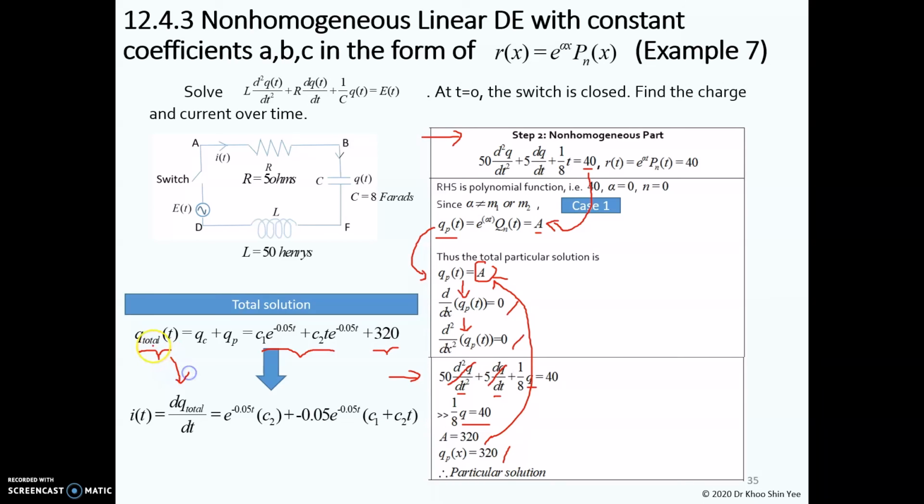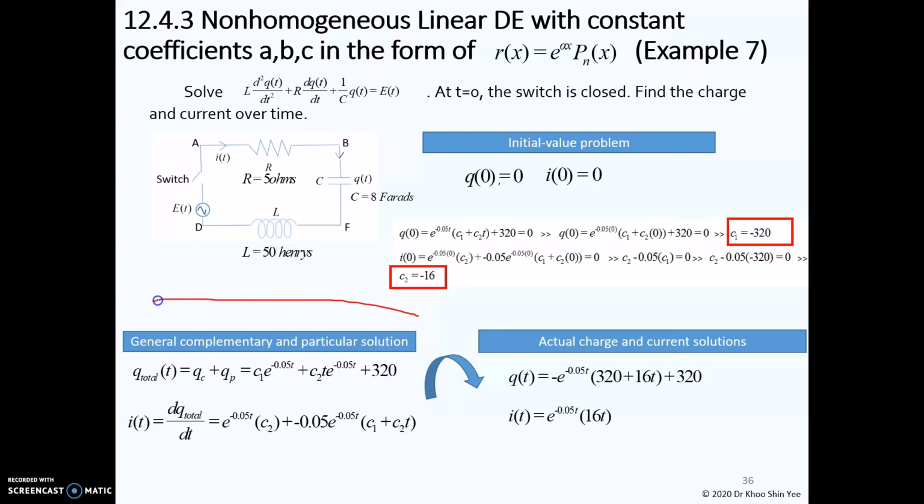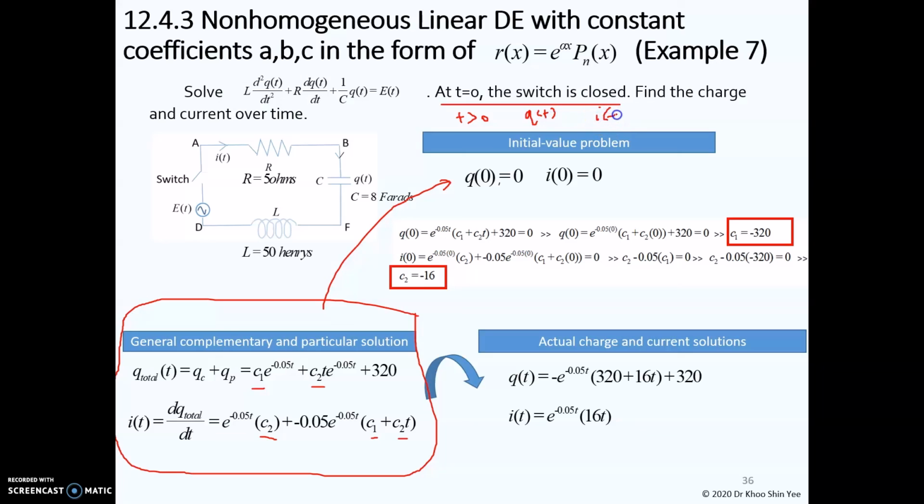Then you can continue to differentiate q with respect to t in order to obtain the current. So you have succeeded in obtaining the general complementary and particular solution, where you have unknown constants C1 and C2 here. The unknown coefficients C1 and C2 can be found by using the initial conditions. These initial conditions can be obtained from this statement. It is mentioned that at t equal to 0, the switch is closed. Therefore, at t greater than 0, the charge as well as the current is no longer equal to 0.